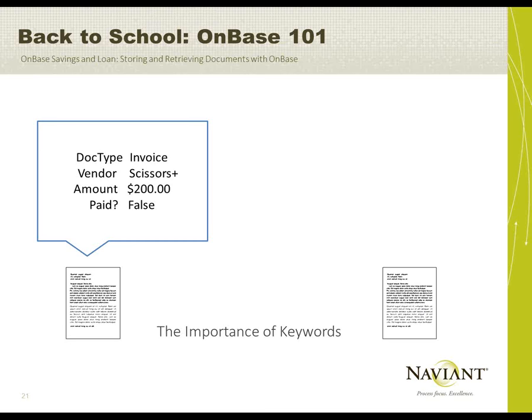It's got our three keywords on here. It's a doc type invoice. It has a vendor keyword. It has an amount keyword, and a paid keyword, which will be either true or false if it's been paid or not paid.